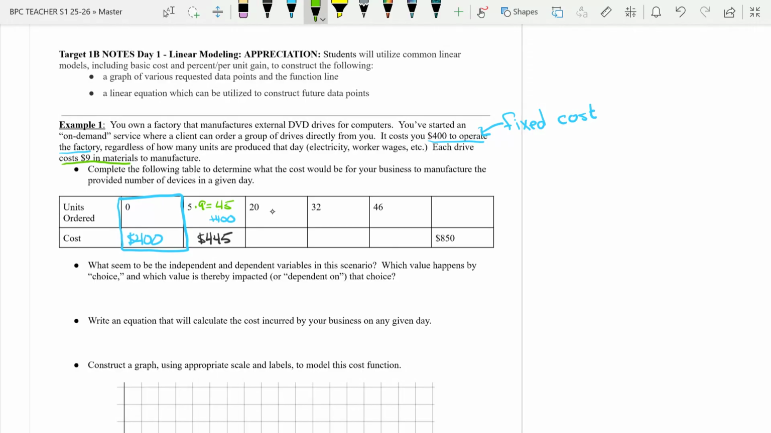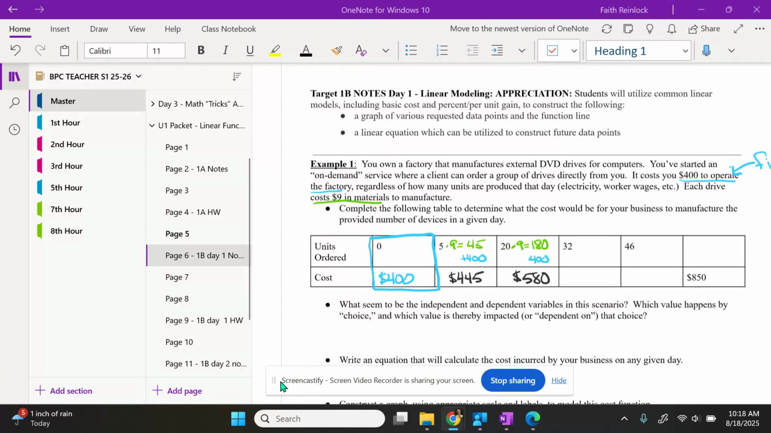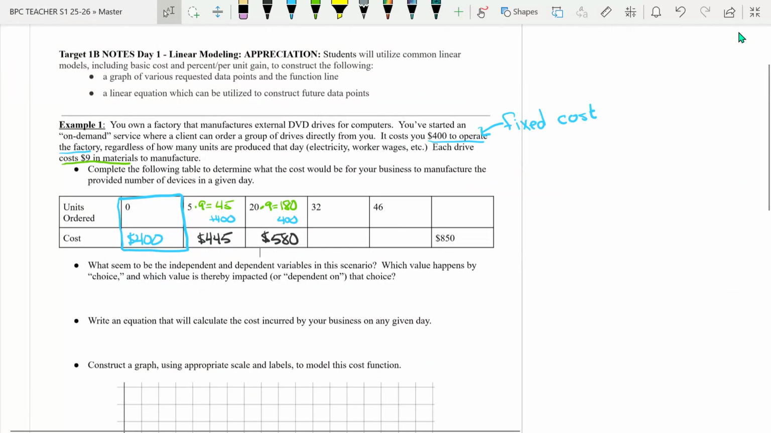If 20 drives are ordered, each of those is $9 in material. There's $180 plus my $400 fixed cost. This will cost me $580. Go ahead and pause the video and see if you can work ahead of me. I'm gonna see where my menu bar is for Screencast. Okay, so Screencastify won't let me pause right now, so you can either fast forward to see if you agree with this or work along with me.